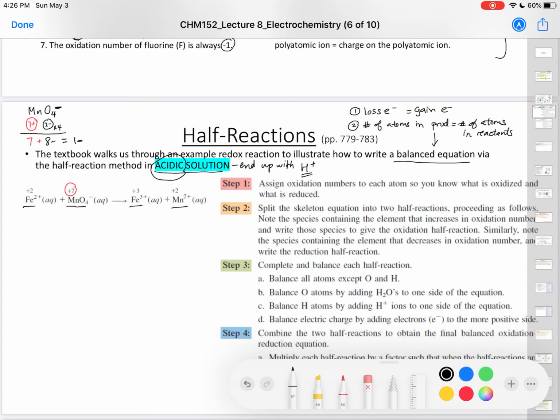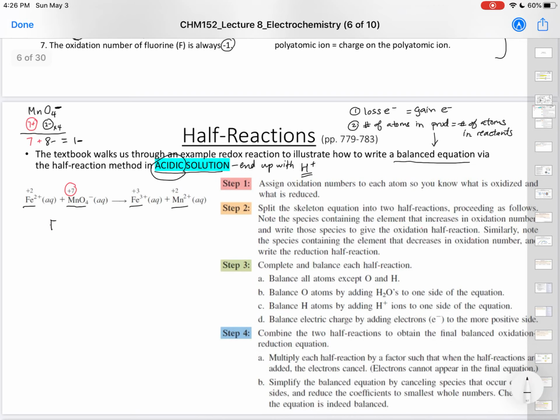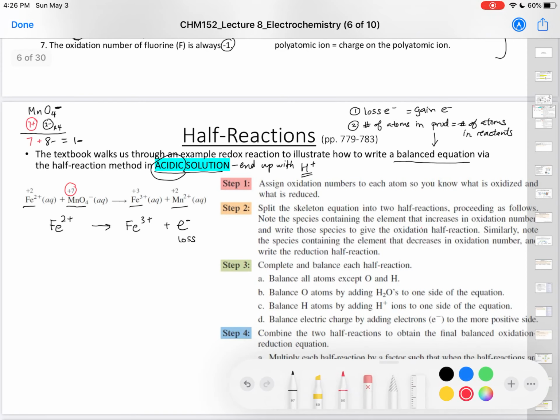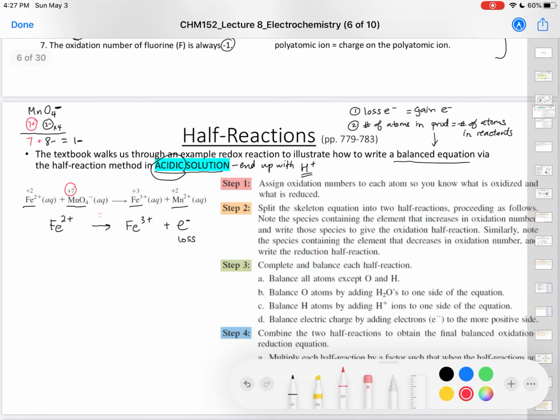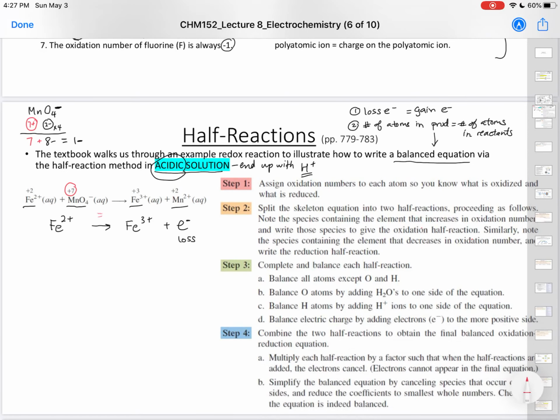So the first equation that we're going to write is, let's say our Fe. Fe started off as 2+, and it became Fe 3+. The only way this is going to happen is if you lose an electron. And we know it's a loss because it is on the right side. How did I know to write it on the right side? I just looked at the number, right? 2+. If you think of this arrow as an equal sign, 3+ plus 1- equals 2+.